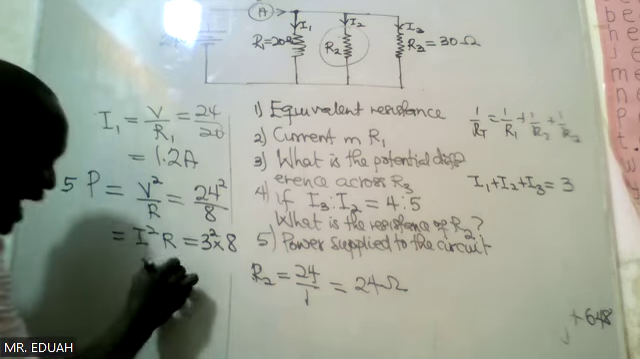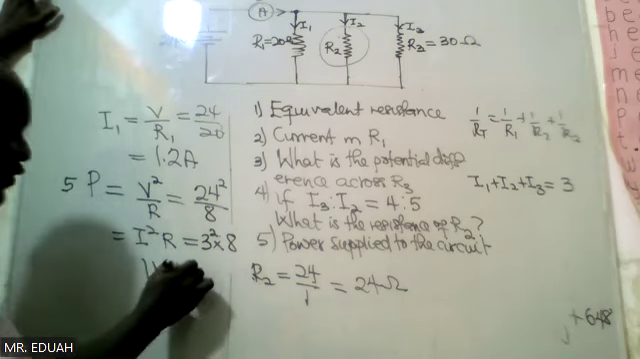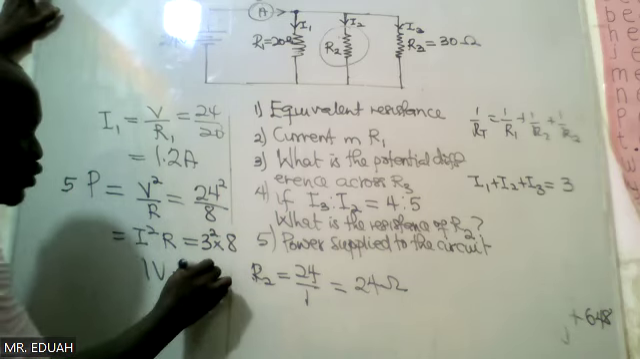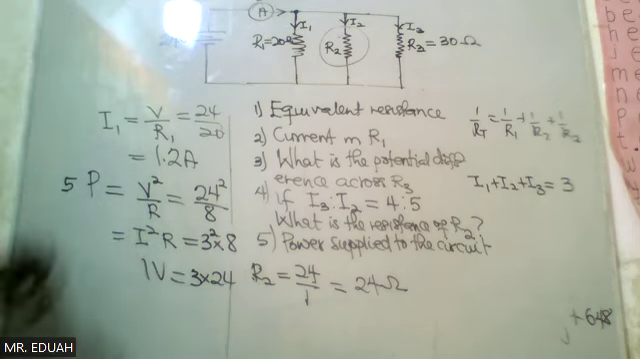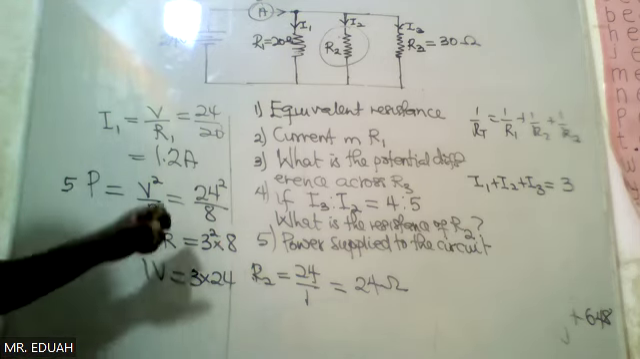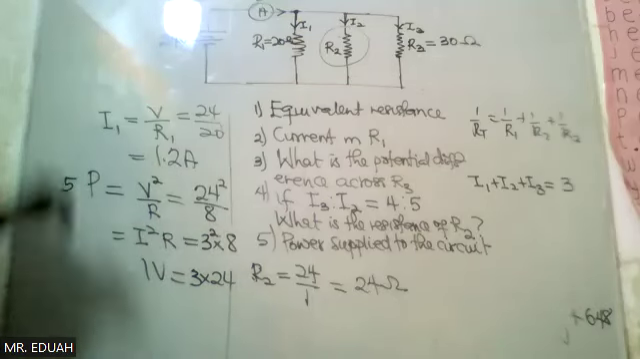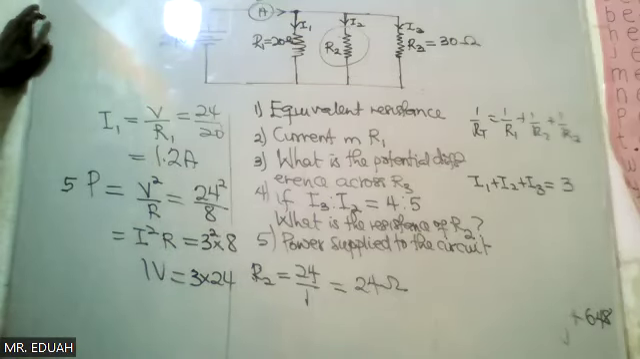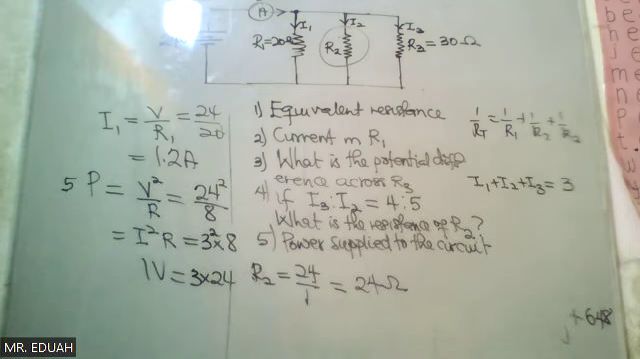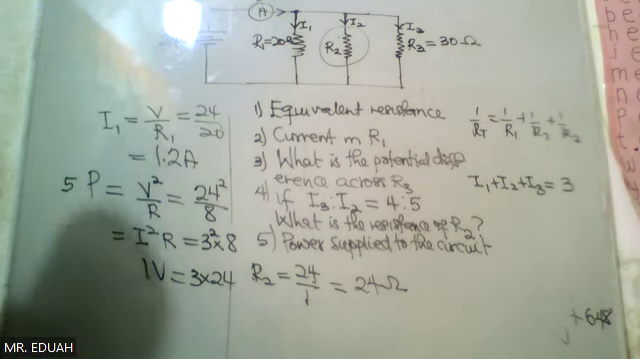If we have to use IV, 3 times 24, check. We must get the same value. So check it for 1, 2, 3. Check the answers for all of them. You get the same value throughout. So that is 72. That is how to go about the power supplied to the circuit.